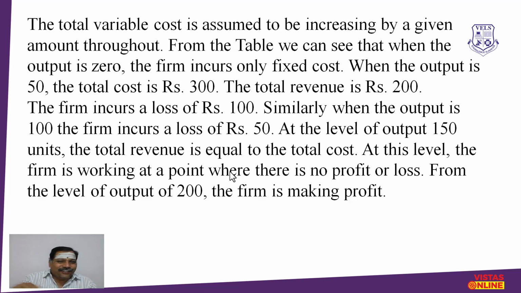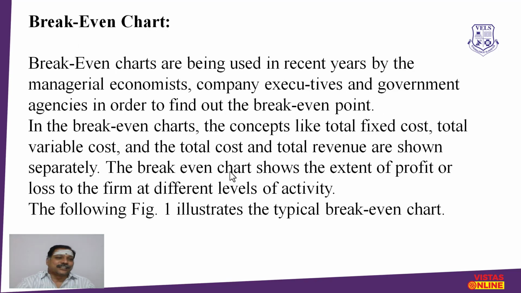Only at the level of 150 units, the revenue is 600 and the total cost is also 600. There is no profit and no loss. At that level, we have the break-even point in physical units. This particular thing may be expressed either mathematically or graphically. First, we will start with the graph.